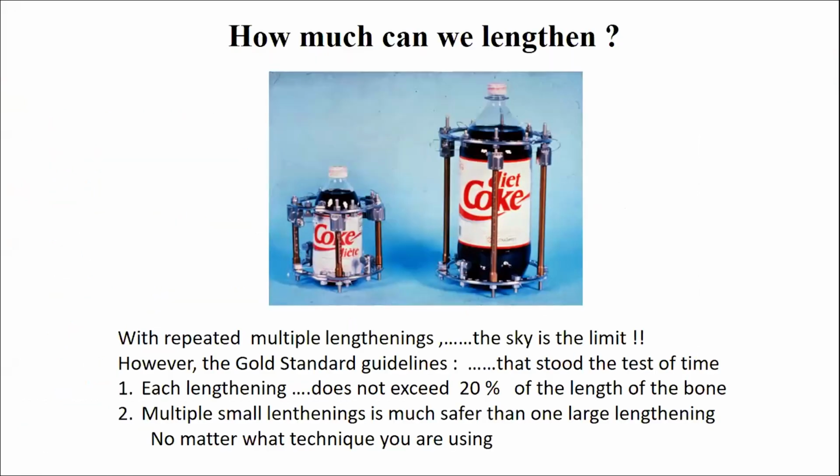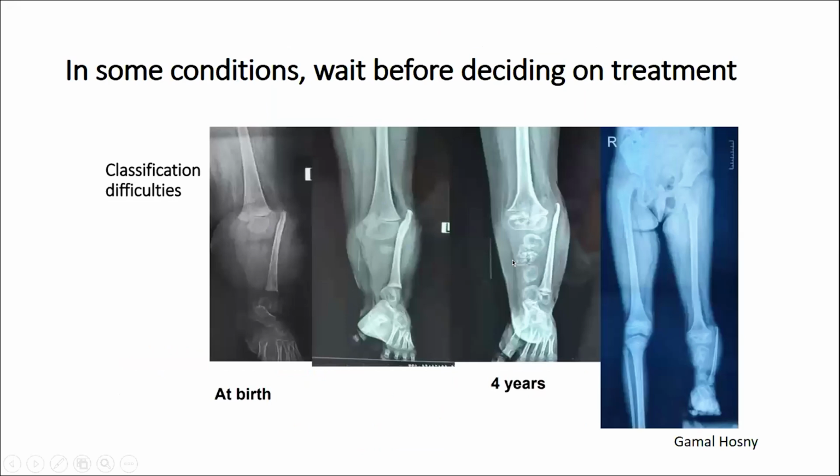Two more things have to be discussed because they're very common. The parents always want to know how much can be lengthened. The answer now is that with repeated multiple lengthenings, the sky is the limit. However, we should respect that for each single lengthening, 20% remains the magic number.